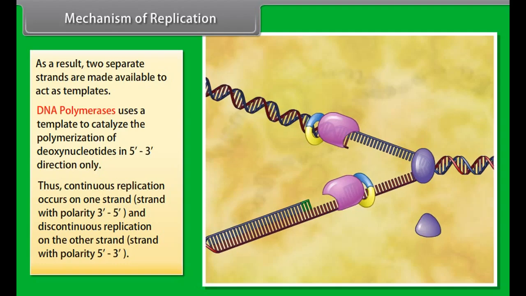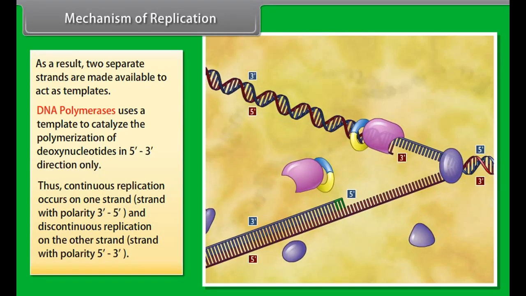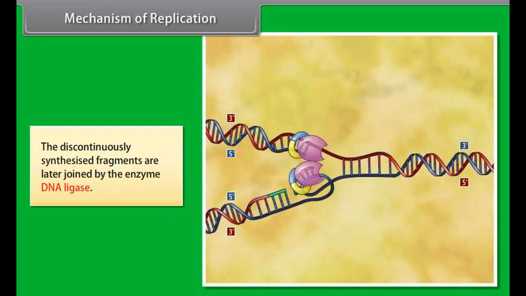Thus, continuous replication occurs on one strand with polarity 3' to 5', and discontinuous replication on the other strand with polarity 5' to 3'. The discontinuously synthesized fragments are later joined by the enzyme DNA ligase.